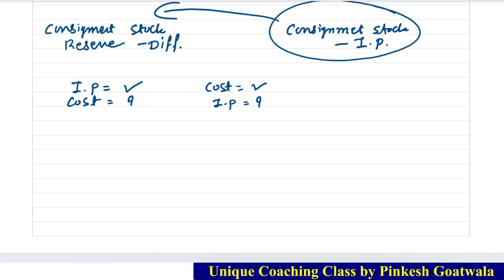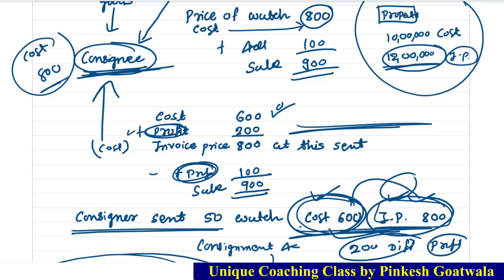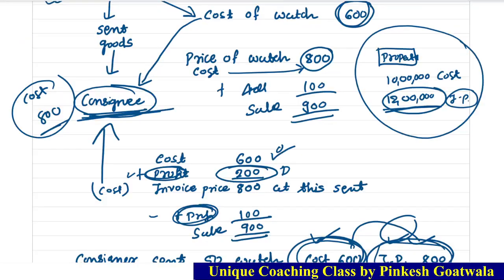But we need both, because here we give the invoice price and on this side we write the difference. Here we write the difference, that is, cost is 600 and invoice is 800. So what is the difference between the two, that is, the profit? 200, the profit we add. That 200 profit is called the difference here. We will need that too.